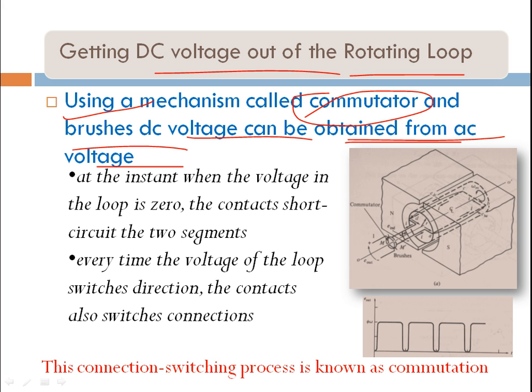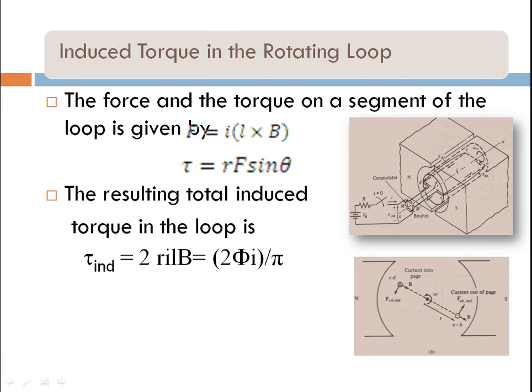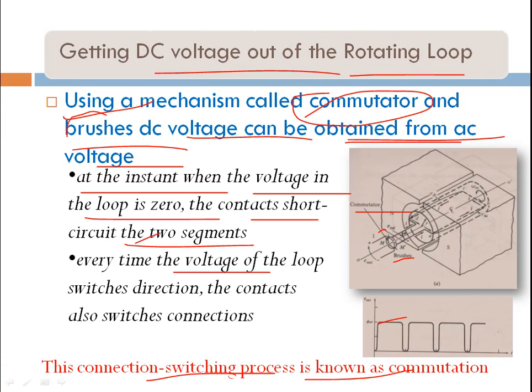You can see in the image that this is the commutator and there is a brush. At the instant when the voltage in the loop is 0, the contacts short-circuit the two segments. Every time the voltage of the loop switches direction, the contacts also switch connections. This connection switching process is known as commutation. So what is commutation? They may ask this; the connection switching process is called commutation.